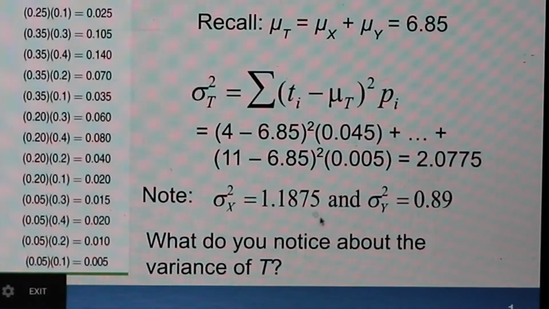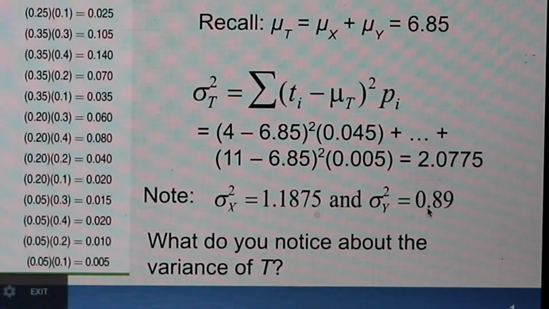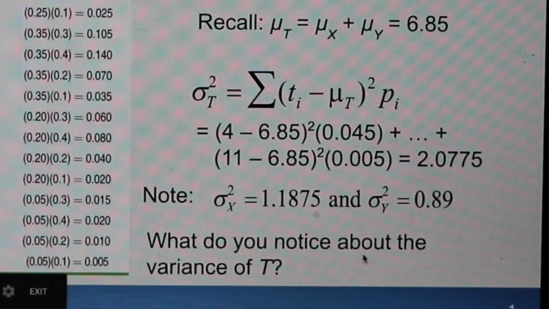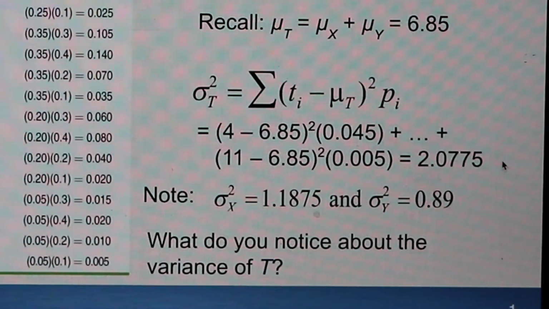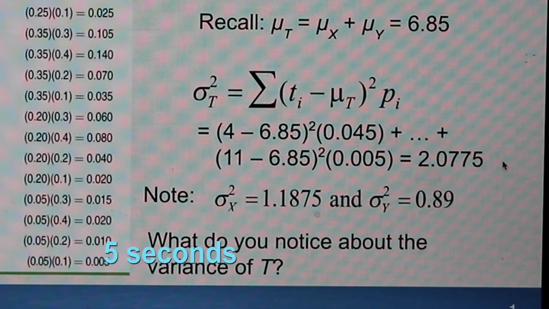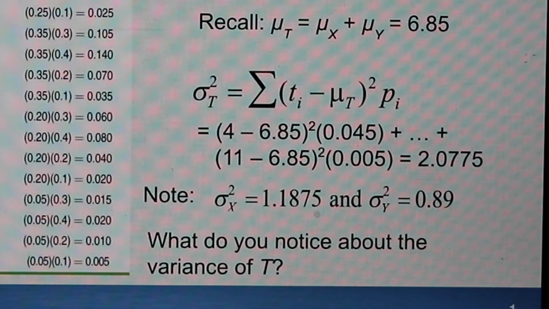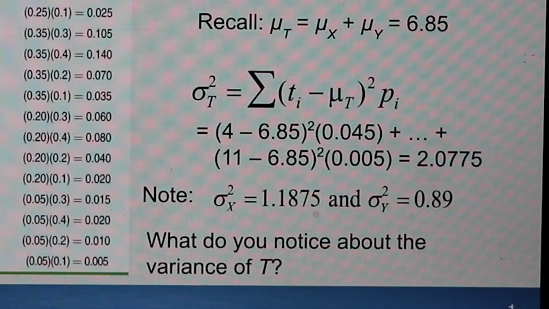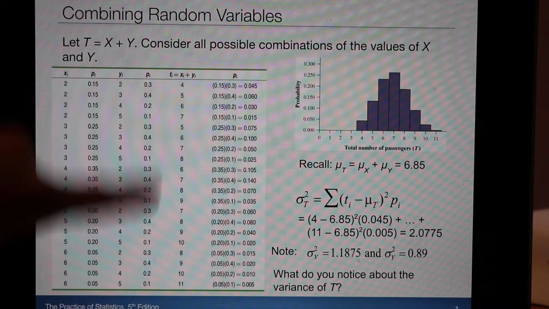Well, I'm just going to tell you that we knew a few things. We knew the variance for Pete's Jeeps was 1.1875, and Aaron's Tours tends to be 0.089. What do you notice about the variance of T? I'll give you 5 seconds. It's been 5 seconds. Notice anything nice? Anything convenient? Anything that might be helpful to not have to do this ever again?